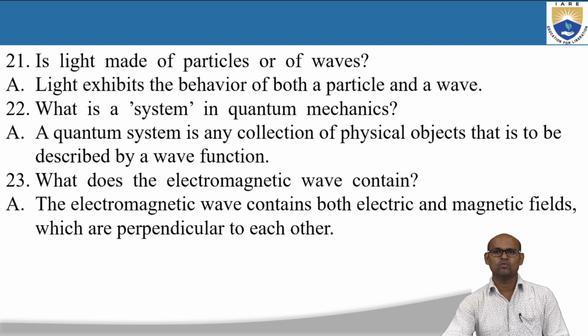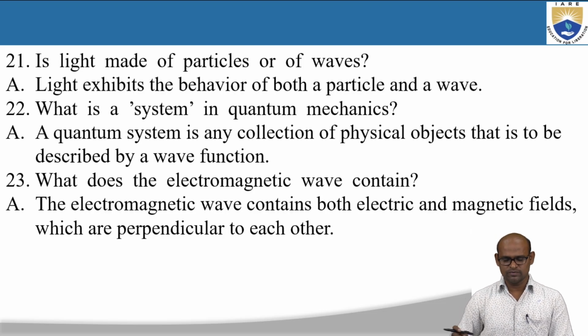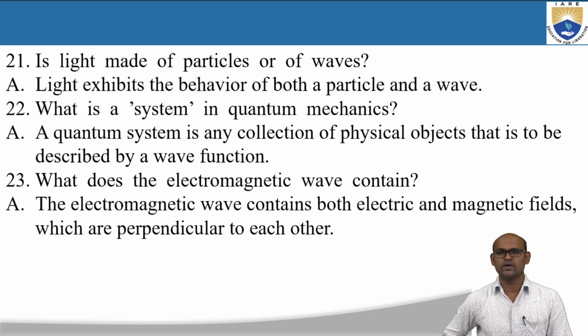What is a system in quantum mechanics? A quantum system is any collection of physical objects that is to be described by a wave function. What does the electromagnetic wave contain? The electromagnetic wave contains both electric fields and magnetic fields which are perpendicular to each other.